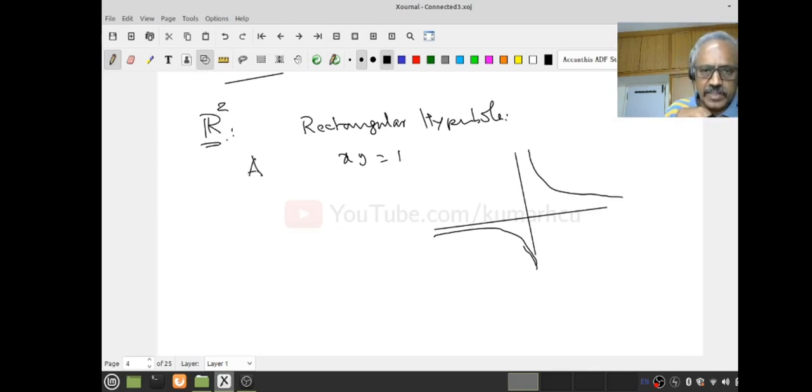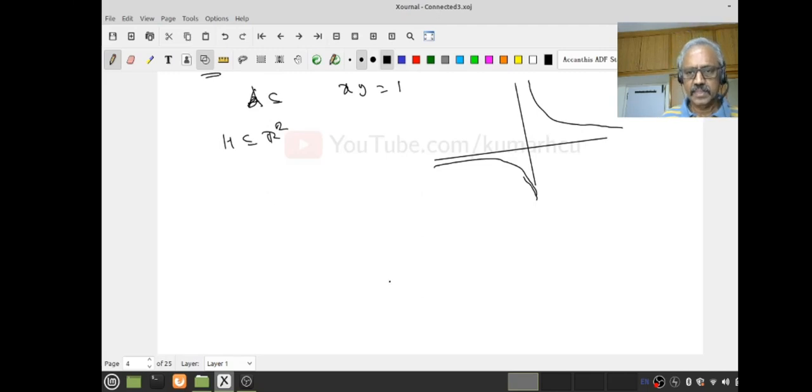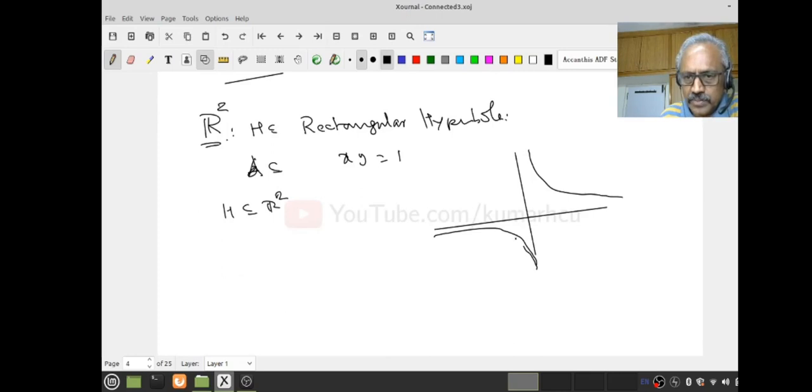My subset A is this, or you call it H. H is a subset of R2. I want to show it's not connected. How do I do that? As you know, this is one piece, this is another piece. So let us look at the subset U, the set of x, y in the hyperbola, as a subset of the hyperbola, so that x is positive. That means I am looking at this. This is my U.